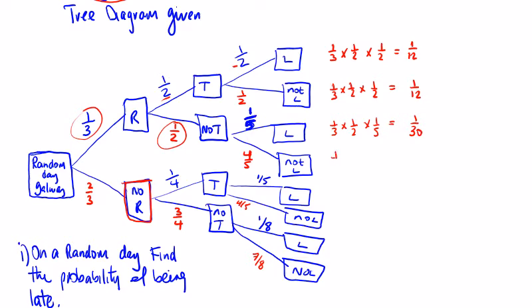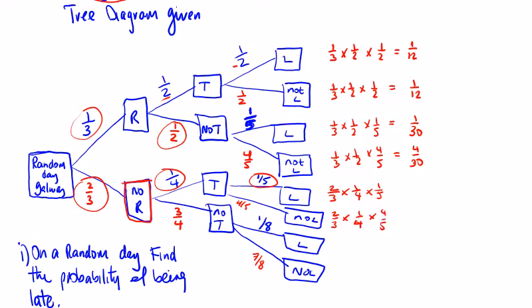The next one, the same first two, 1 over 3 by 1 over 2 by 4 over 5, which is 4 over 30. Coming down to the bottom, we have a 2 over 3 by a 1 over 4 twice. 2 over 3 by 1 over 4 by 1 over 5. And then 2 over 3 by 1 over 4 by 4 over 5.